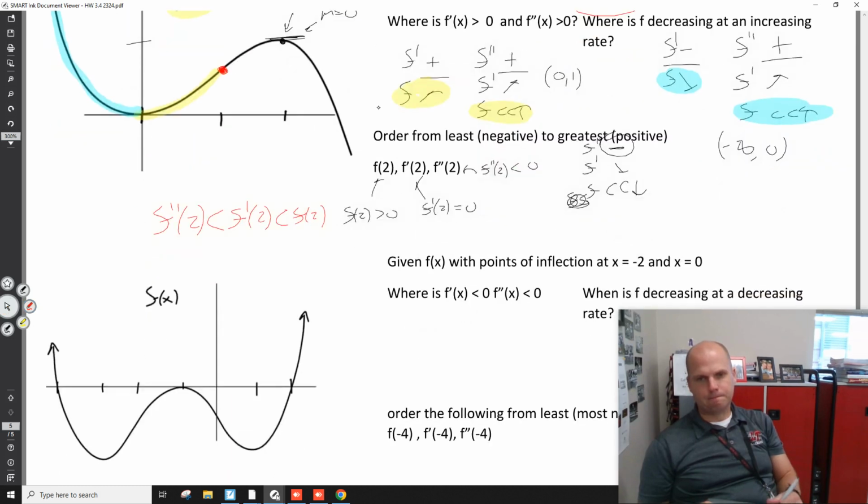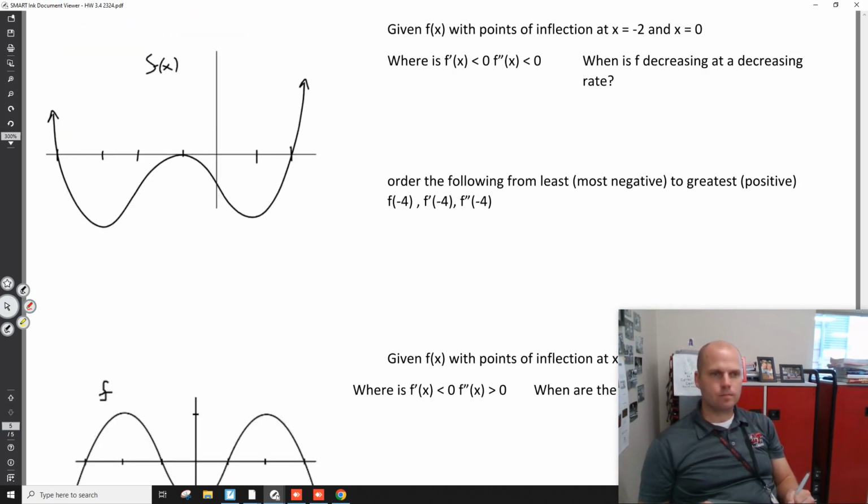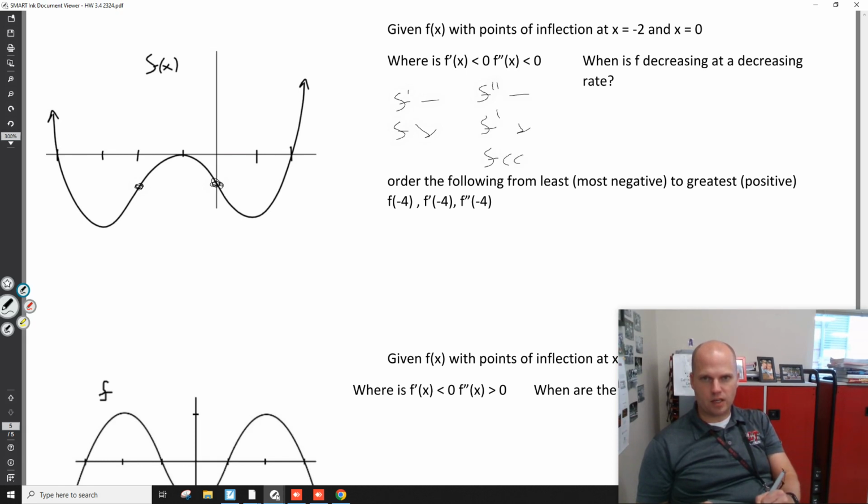Points of inflection at -2 and at 0. Start the chart. F prime negative, F is decreasing. F double prime negative, F prime is decreasing. F is concave down. This is F.